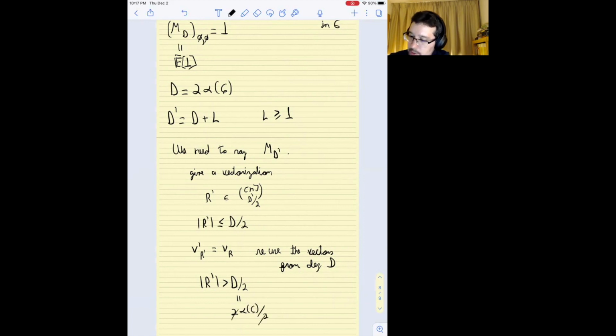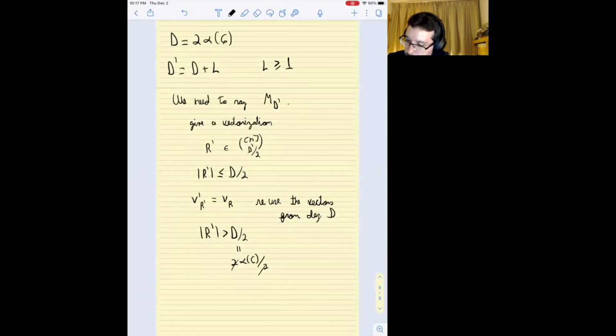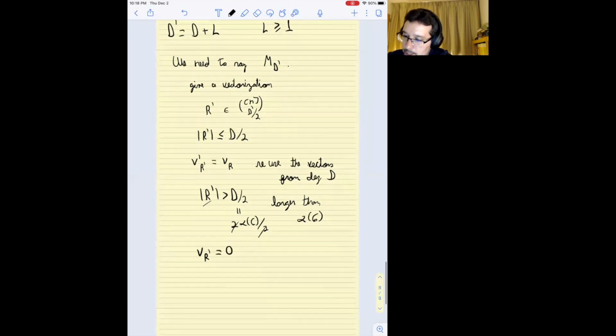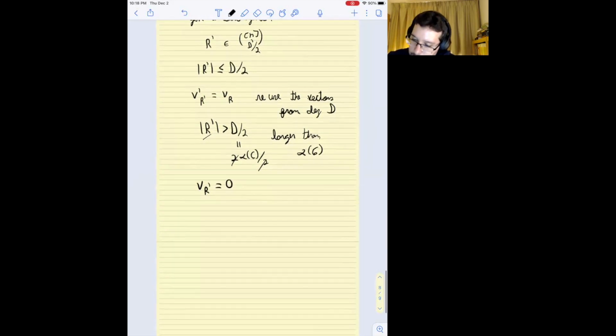So it cancels. So this is a set that's larger than the maximum independent set, larger than alpha of G. So in particular, we know that we cannot have an independent set there, right? We need to force everything related to the set to be 0, right? So the vectorization of this guy, V_r prime now, is going to be the 0 vector. And why is this going to be okay, right?